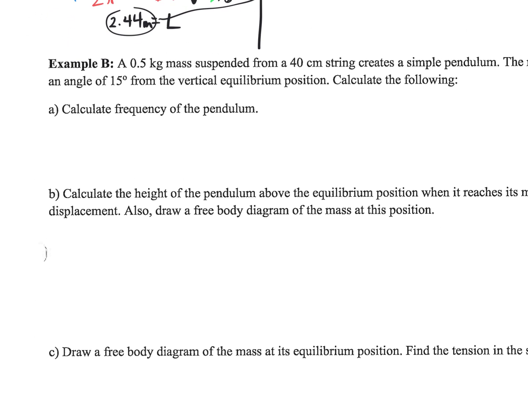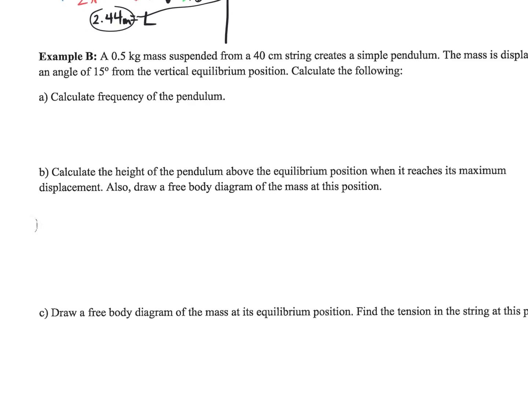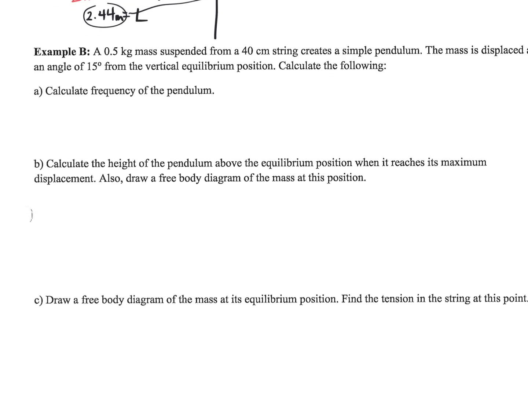Okay, so let's look at another example. We have a 0.5 kilogram mass suspended from a 40 centimeter string, creating a simple pendulum. The mass is displaced at an angle of 15 degrees from the vertical equilibrium position. Calculate the frequency of the pendulum. So the first thing we need to know is frequency.